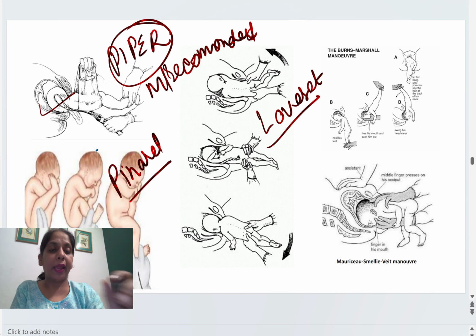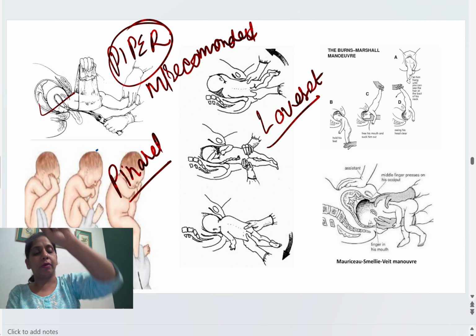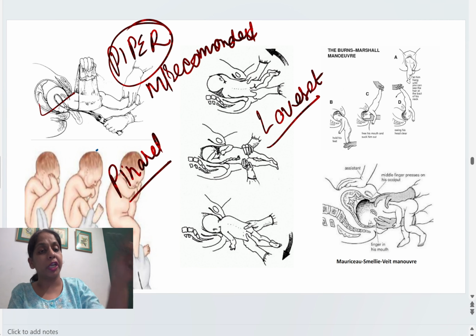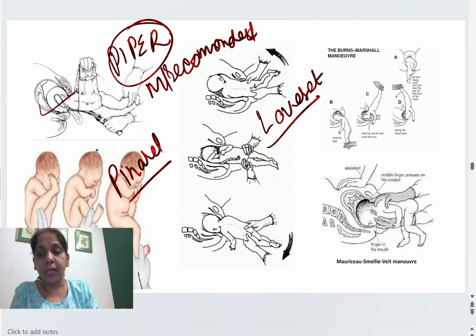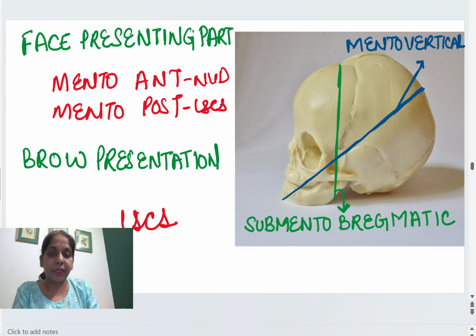ठीक है, and the one in which we rotate the fetus in a C shape is the Bracht maneuver. The Mauriceau-Smellie-Veit maneuver is again for the head of the fetus, in which we give shoulder traction and maternal flexion. Okay, now let us see face presentation.